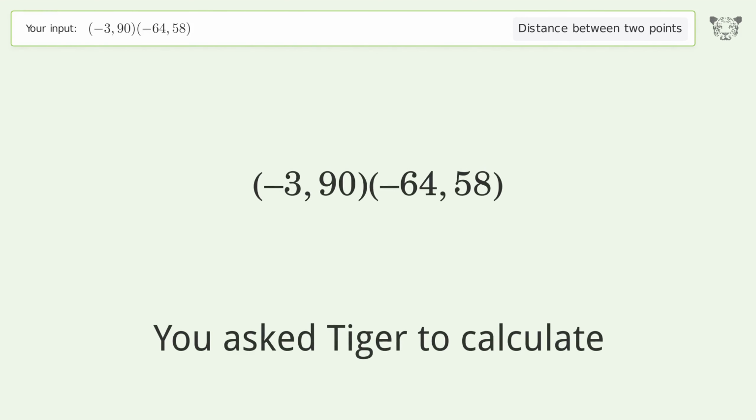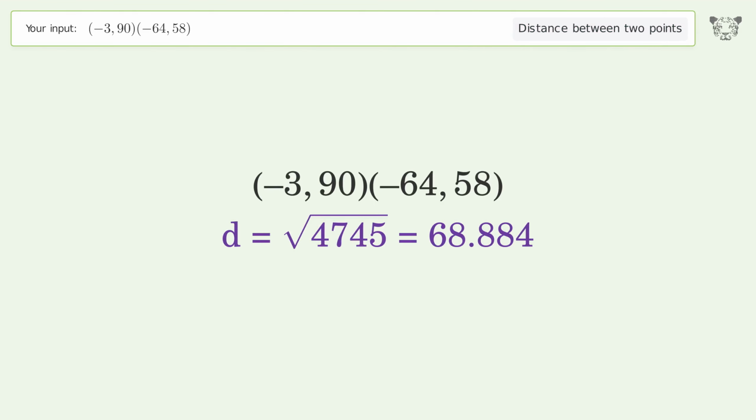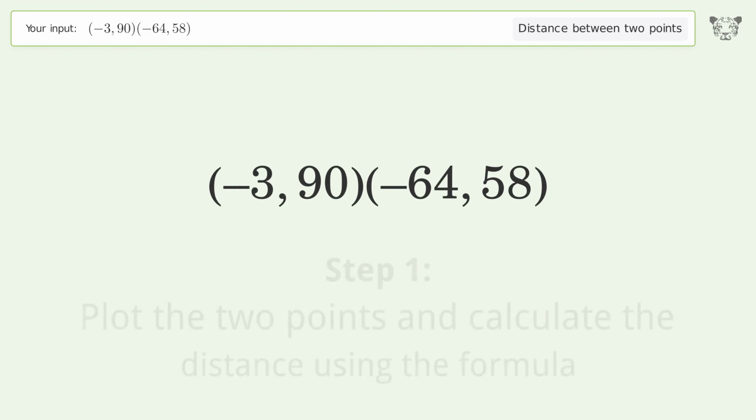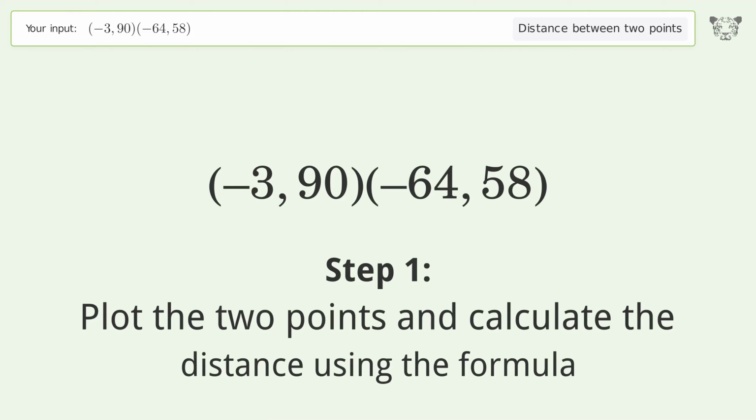You ask Tiger to calculate. This deals with the distance between 2 points. The distance between the 2 points is the square root of 4,745 or 68.884. Let's solve it step by step. Plot the 2 points and calculate the distance using the formula.